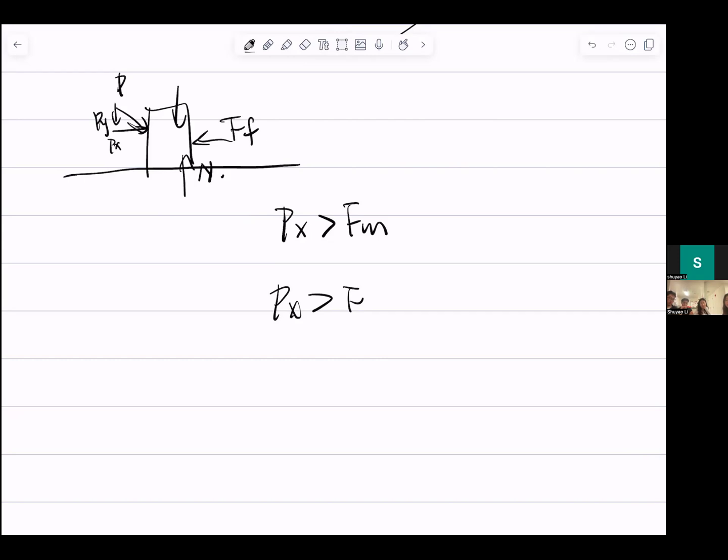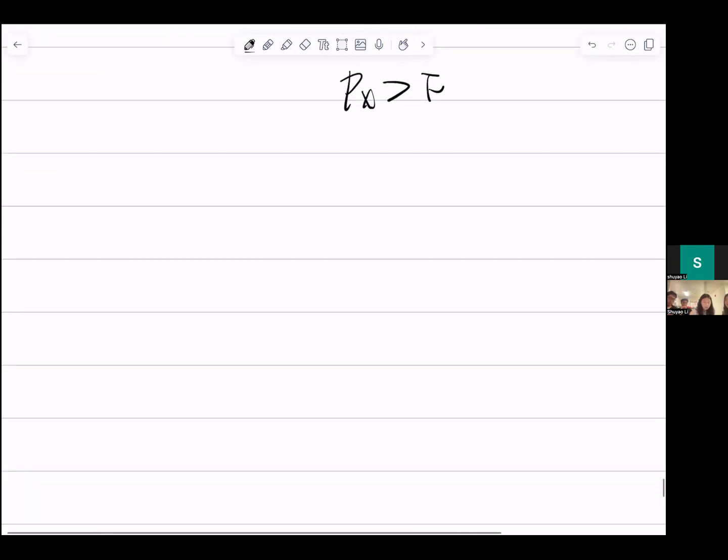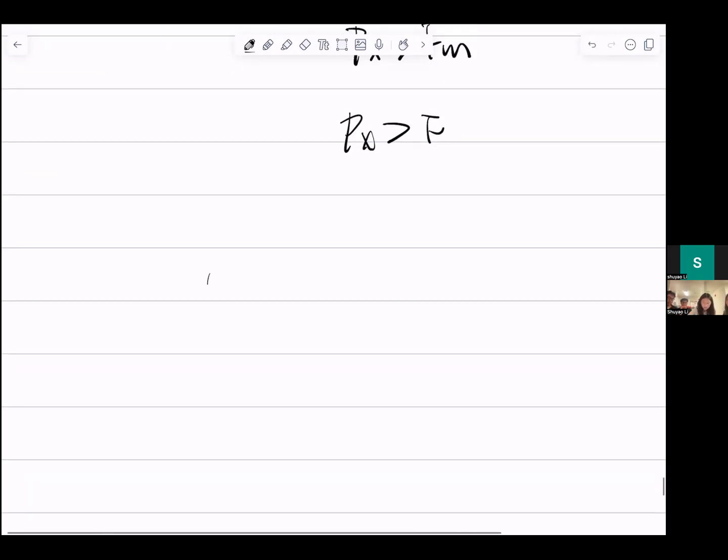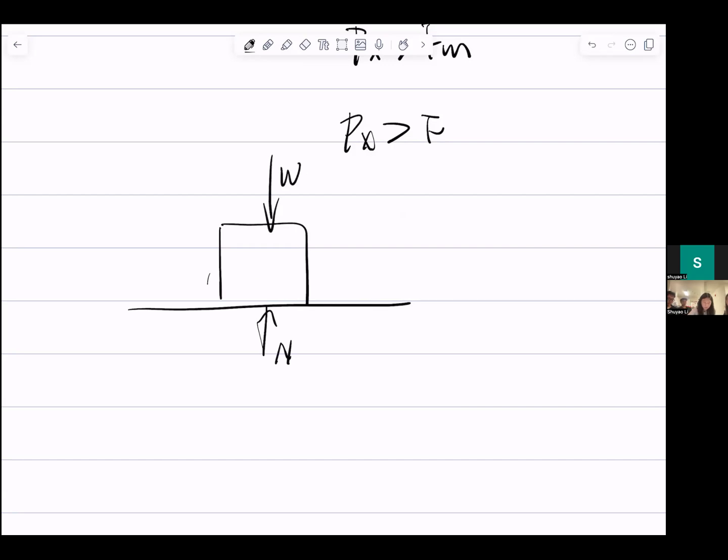And if we have motion impending, what would that entail? For motion impending, this just means motion is about to begin. If we increase the normal force here by 0.1.